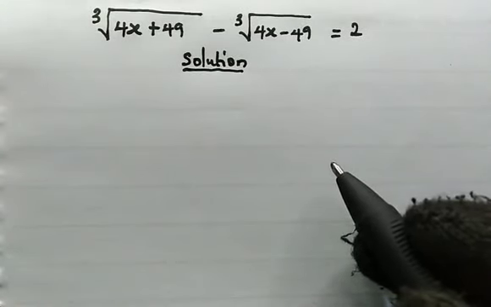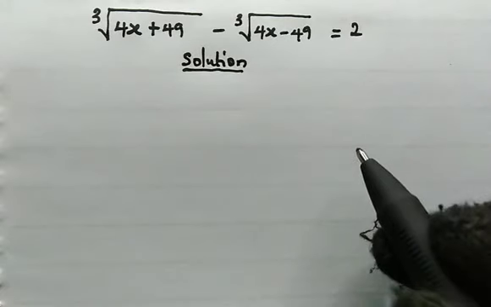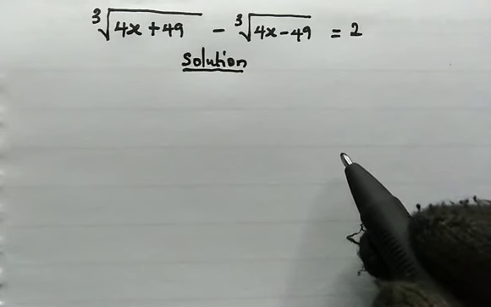Today we're going to solve the following equation. The cube root of 4x plus 49 minus the cube root of 4x minus 49 equals 2. And here we're going to solve for real values of x, right? Now, should I cube both sides of this equation? No, I'm not gonna do that. In this video, I'm going to show you guys an awesome method.